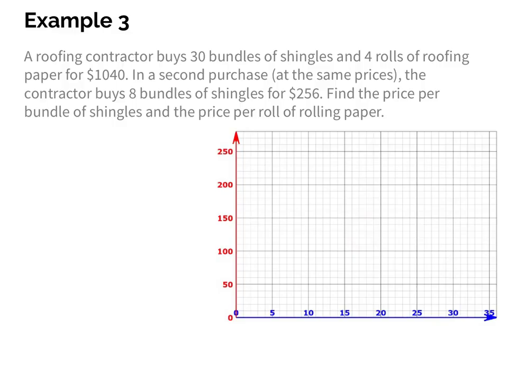So first thing I'm going to have to do is write the system of equations. So the first sentence essentially gives me one of them. 30 bundles of shingles, 4 rolls of paper for $1,040. So think about the shingles as being my one variable, call it x, and the roofing paper as being my second variable, call it y. So when I write this as an equation, it's going to be 30x plus 4y equals 1,040. Right? That's just talking about the money, where x and y represent the price of each one. Now, my goal is I have to graph this. Okay, now there's 2 ways to graph this.